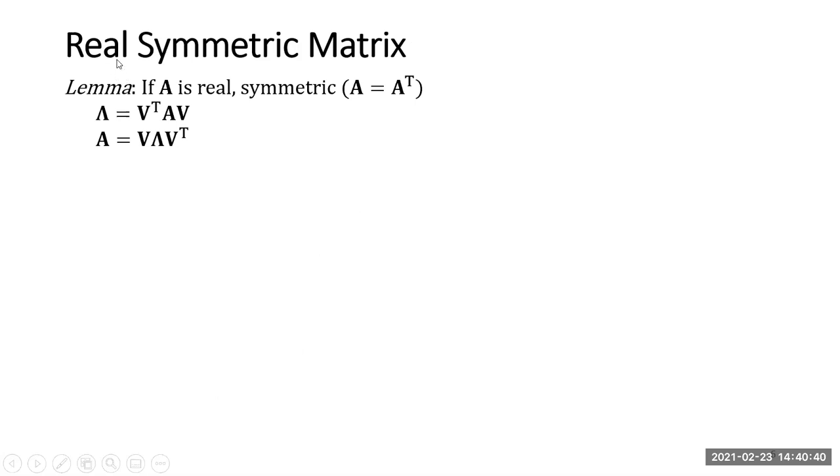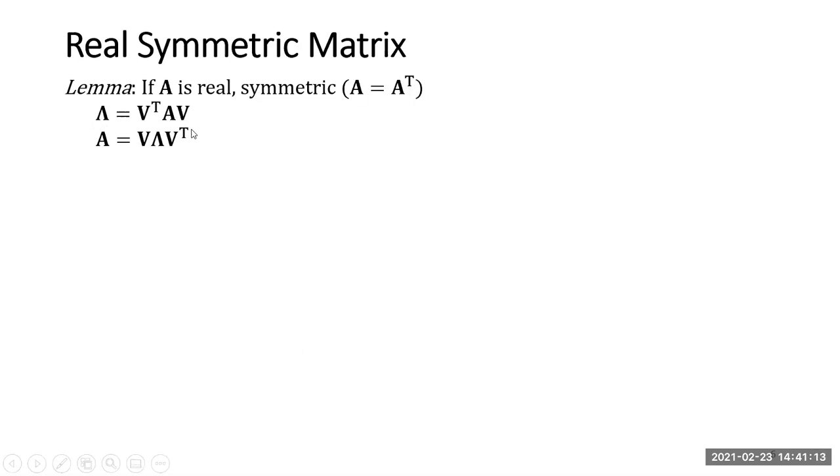So now let's go for a real symmetric matrix. Previously, it was any real matrix, non-defective, of course. Now we are taking the specific case of a symmetric matrix. Here, instead of V inverse, we have this relationship: lambda equals V transpose AV, and A equals V lambda V transpose.